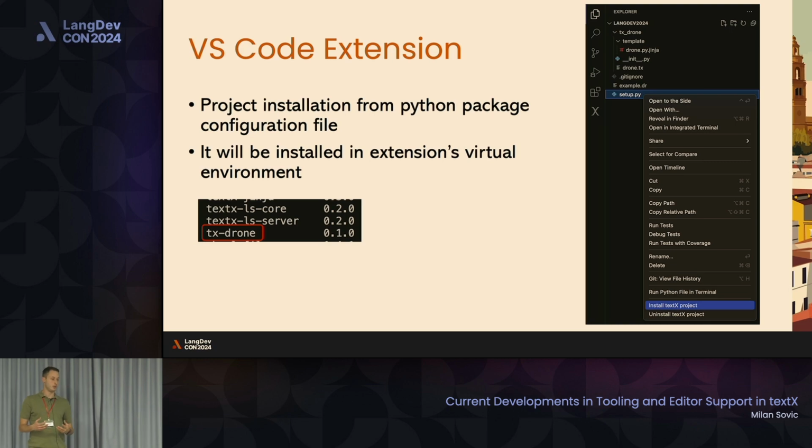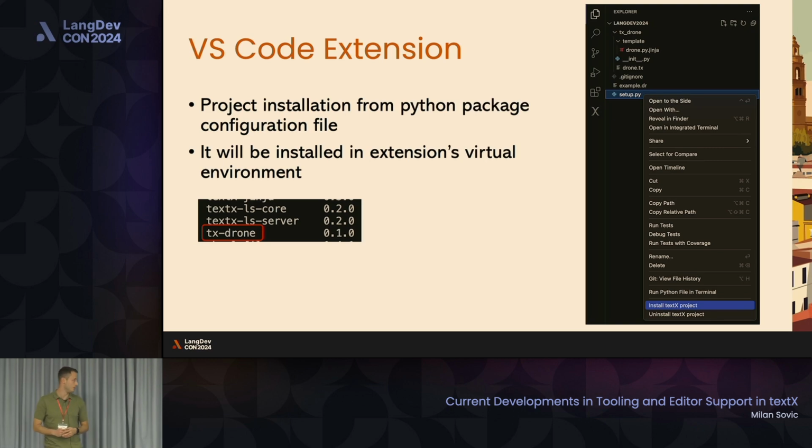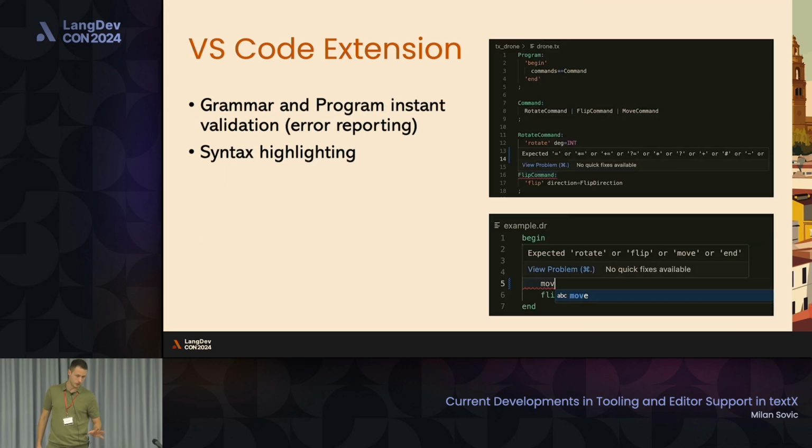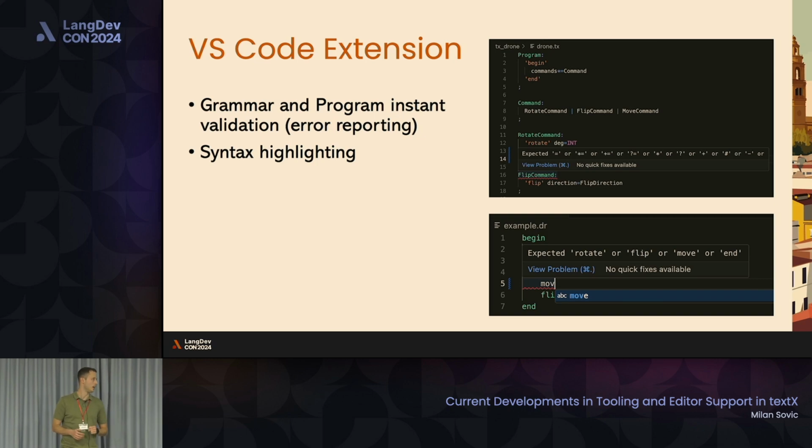That installation will actually create a new Python package, which will be installed inside the internal virtual environment of the extension. So here you can see a small screenshot of the newly installed package and the two packages which are actually modules of the textX language server. Yeah, with the VS Code extension, you also get the grammar and program instant validation with error reporting and more advanced syntax highlighting.